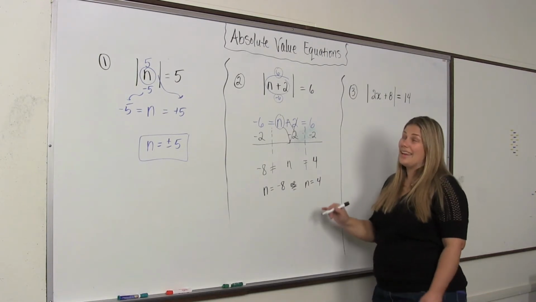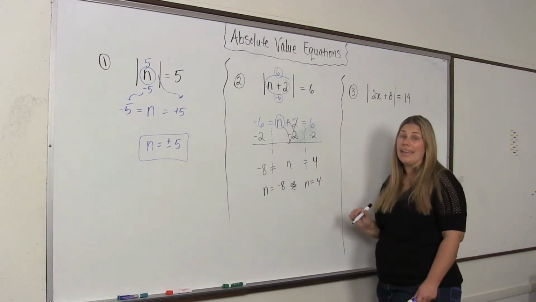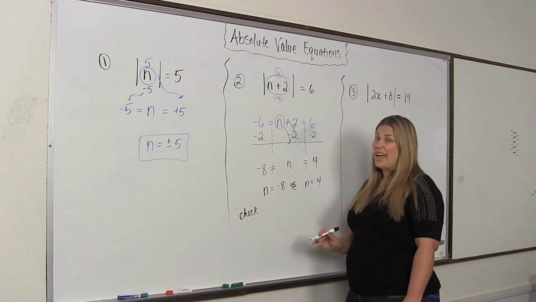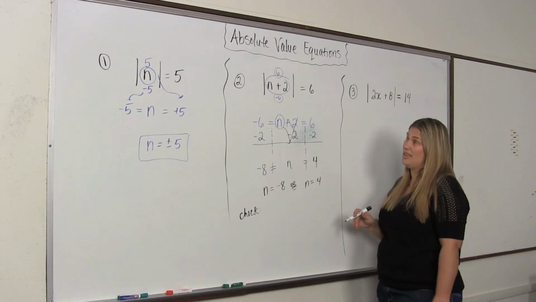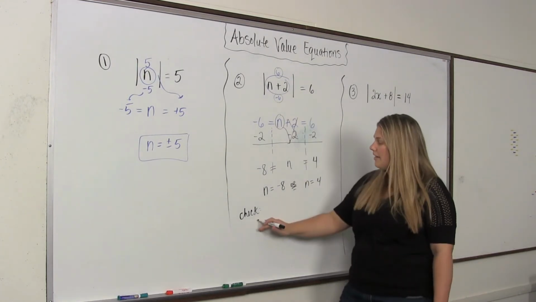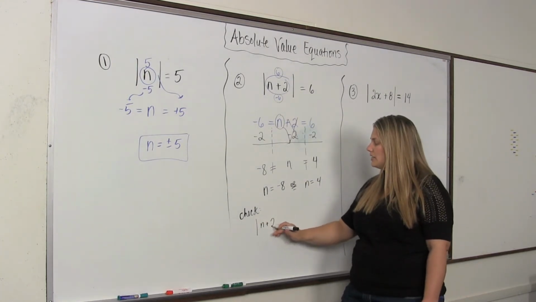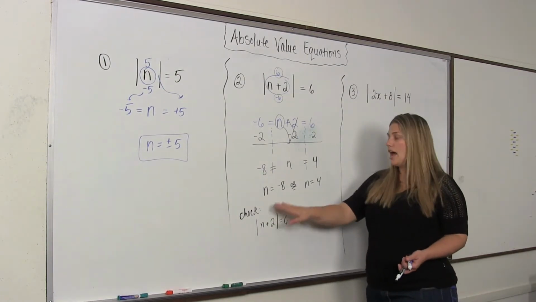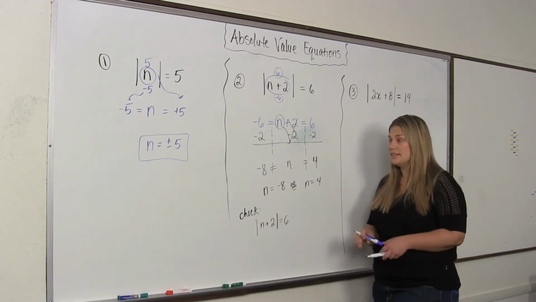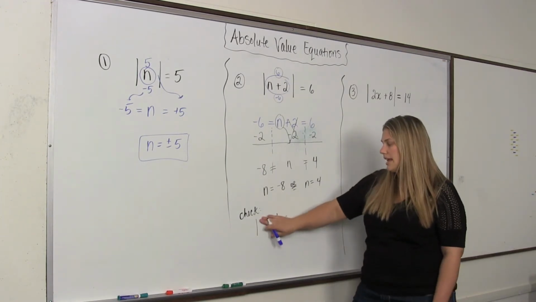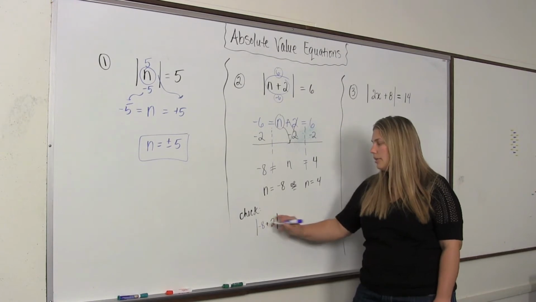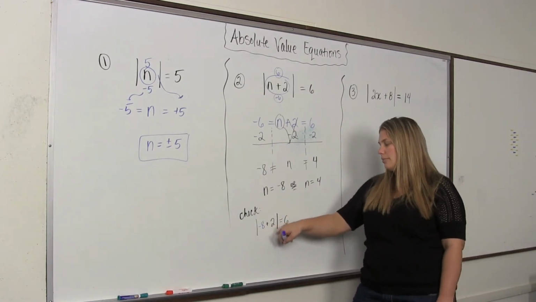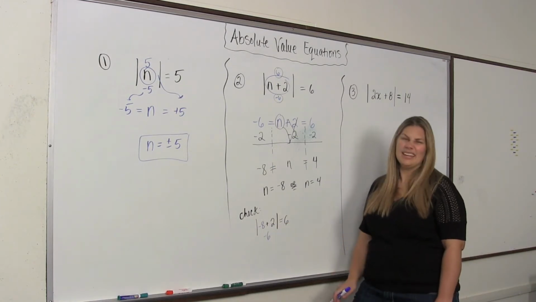I can check that answer by plugging it back into the original problem. So on your homework, if it says check, you have to make sure you actually check the answers. So up here I have the absolute value of n plus 2 should equal 6. And instead of n, I should be able to replace it with either one of these numbers. So let's try the negative 8. I'm going to erase that n and put a negative 8 because that's one of the answers we came up with. Well, negative 8 plus 2 is negative 6.